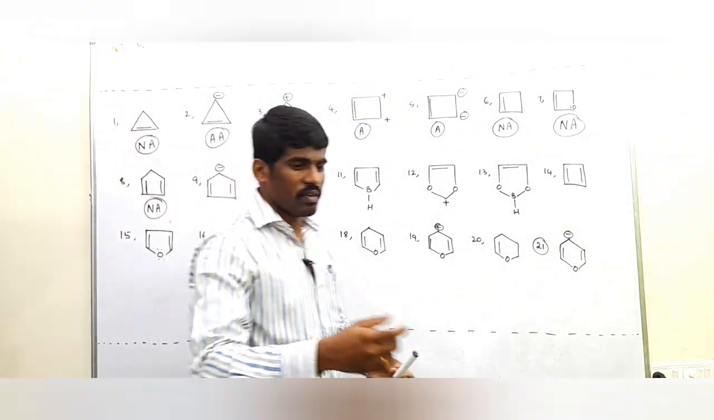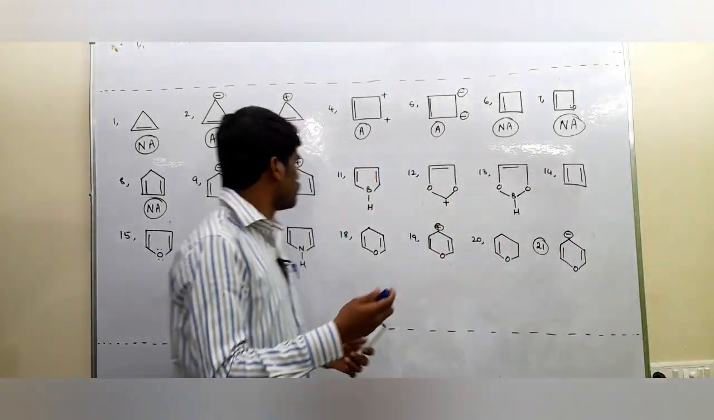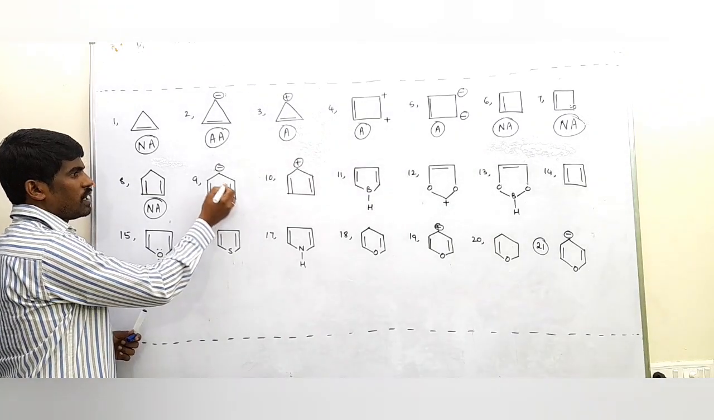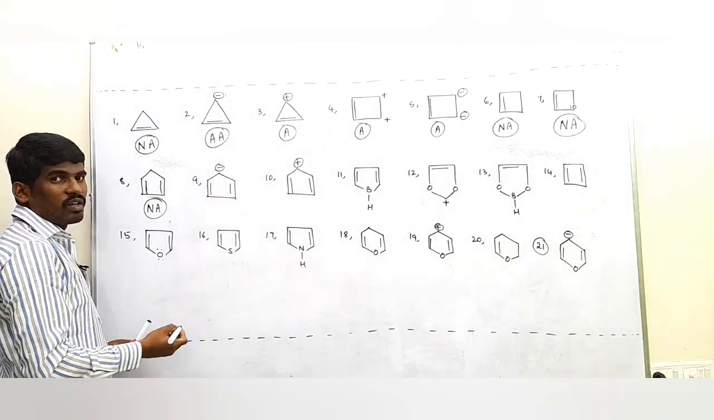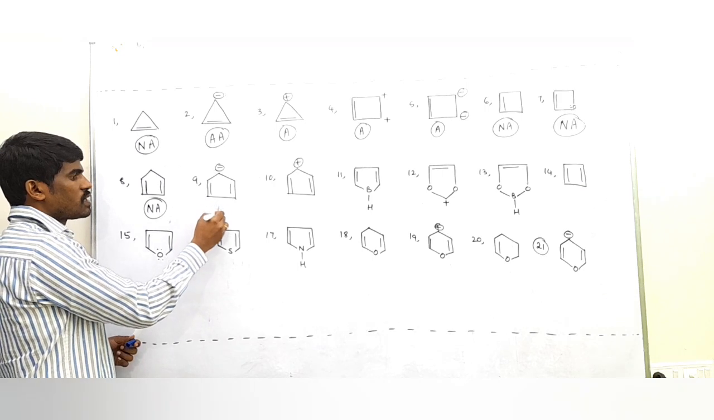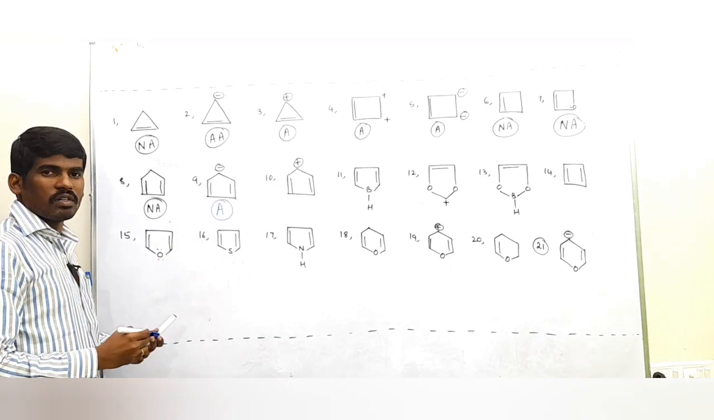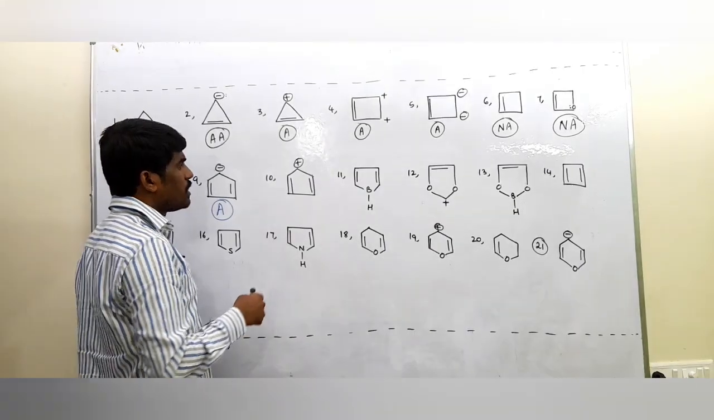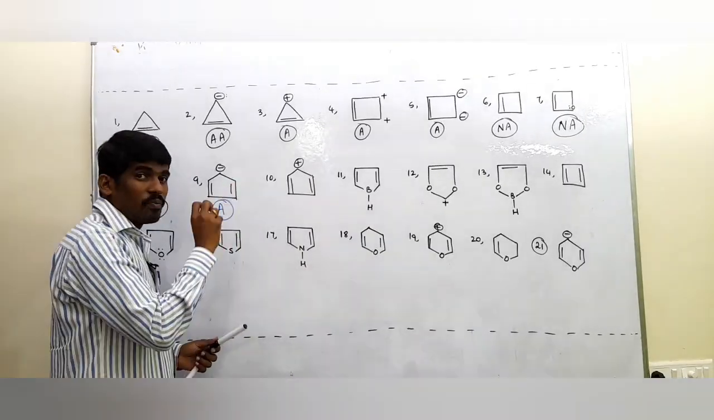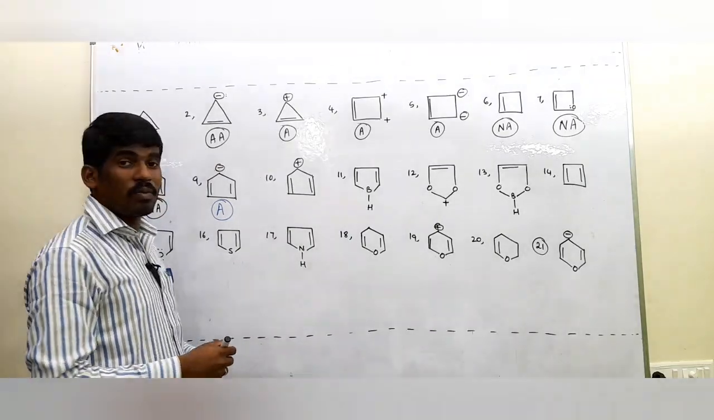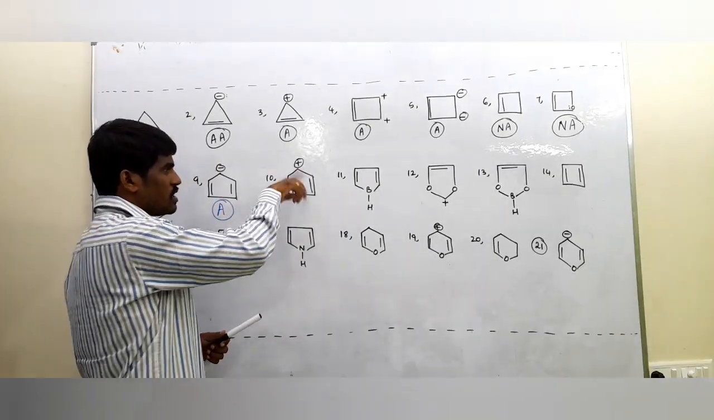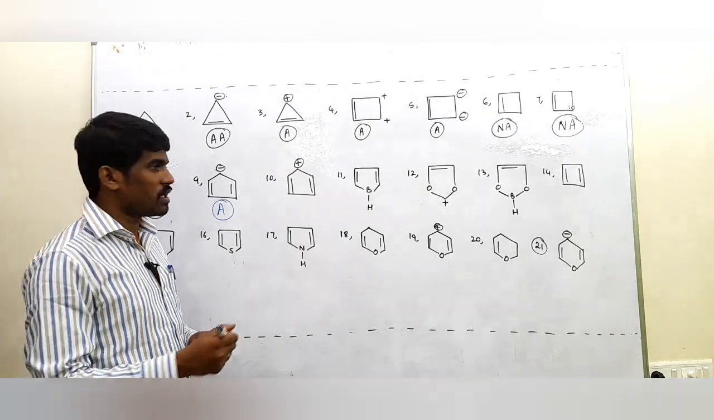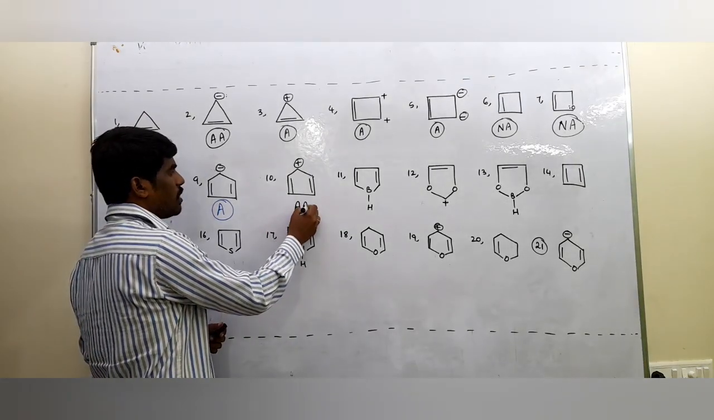In a similar way, you can notice the other compounds also. The 9th one, here this is pi and here 2 electrons, so a total of 6 pi electrons are there. 6 pi electrons means obviously the compound is aromatic. And when it comes to the cyclopentadienyl cation, how many pi electrons are there? 4 pi electrons. There is a closed conjugation, 4 pi electrons, so the compound is anti-aromatic.